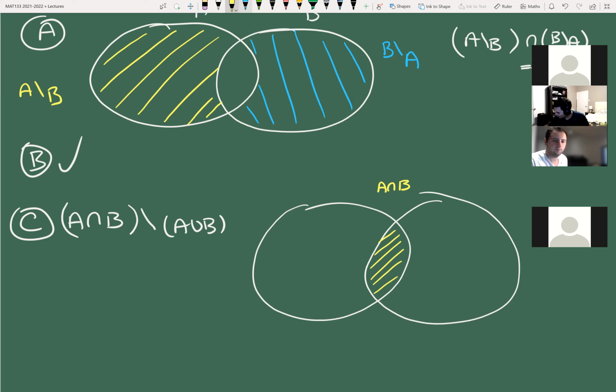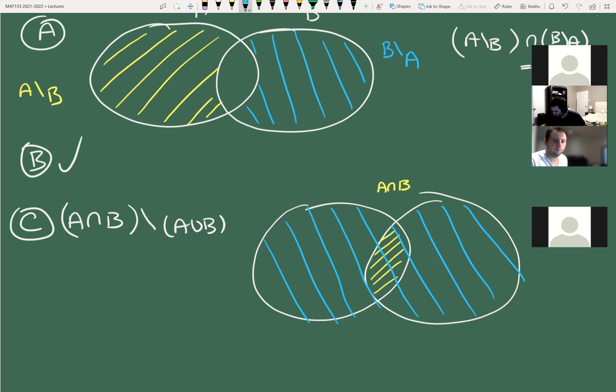And then I'm going to get rid of the union. Okay, so the union is all the blue stuff. So if I take all the yellow stuff and get rid of the blue stuff, what am I left with? Exactly, I'm left with nothing.